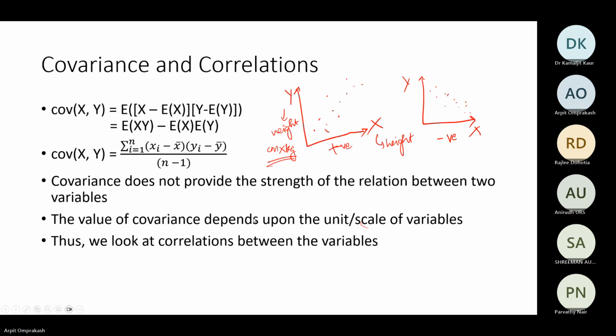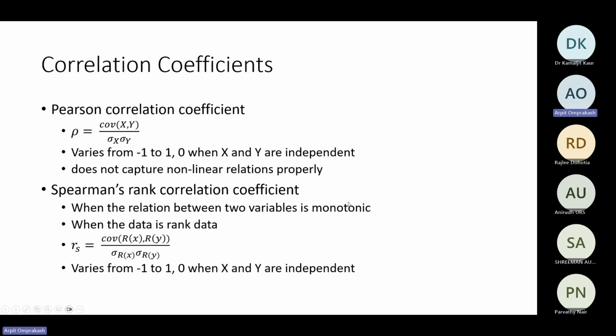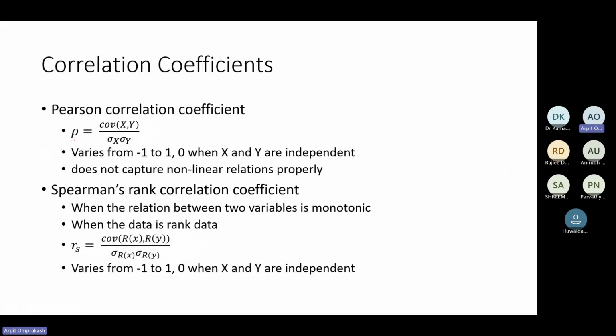Thus, to check the strength of relationship between two random variables, we look at the correlation between them. Sir talks about different correlation coefficients that you can calculate on data. The first one is the Pearson correlation coefficient, which is denoted by rho. The Pearson correlation coefficient is given as the covariance of two random variables x and y divided by the standard deviation of x into the standard deviation of y.